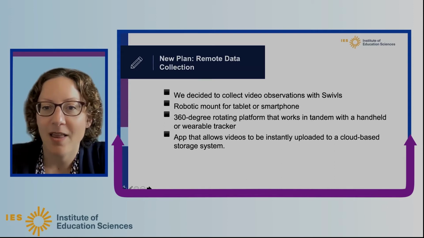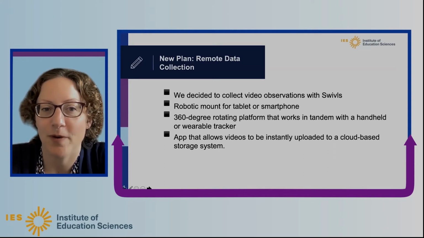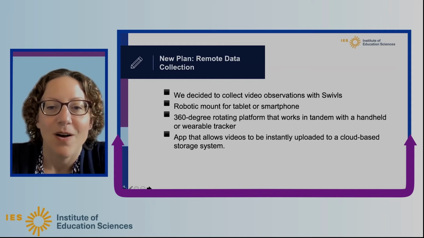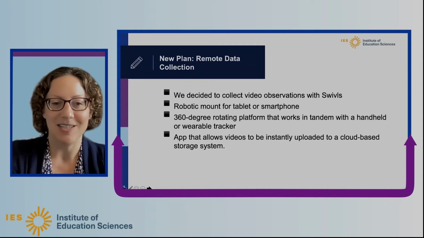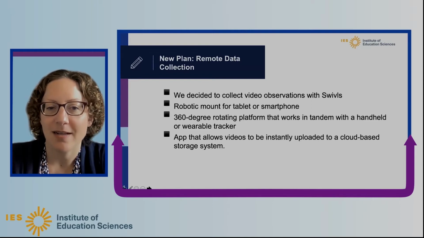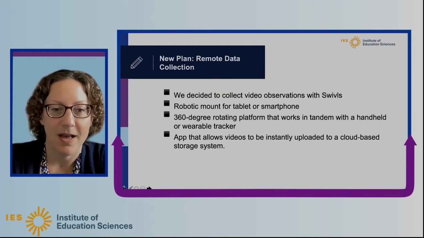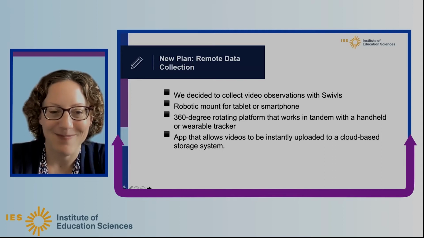We're also able to put other markers or other audio collection devices around the classroom to pick up audio a little bit further away from the teacher. So we have multiple audio sources. So this device records what's going on and then follows the teacher. And what it also does is once the teacher stops recording, it automatically uploads the videos to a cloud-based storage system that is secure. And then we are able to very quickly download those videos into our secure MSU system.